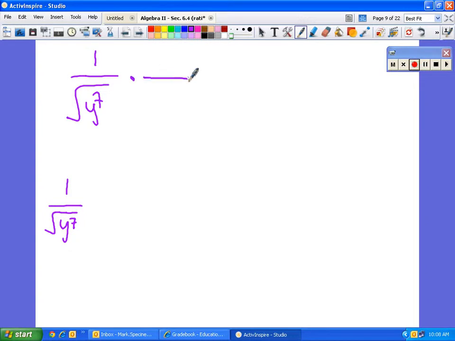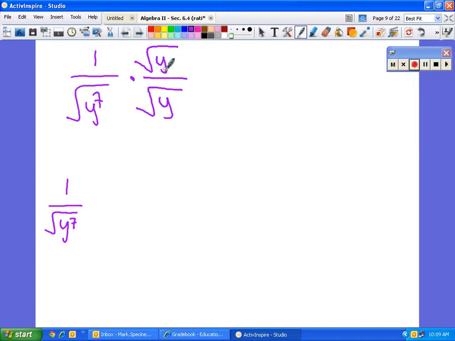In order for me to get rid of this, I need a perfect square. So I already have 7 y's. How many more y's do I need in order to make this into a perfect square? I need 1 more. Remember, my index is 2. When I deal with indices, perfect squares are multiples of 2. So I'm going to multiply this by the square root of y. If I multiply the denominator, I have to multiply the numerator.